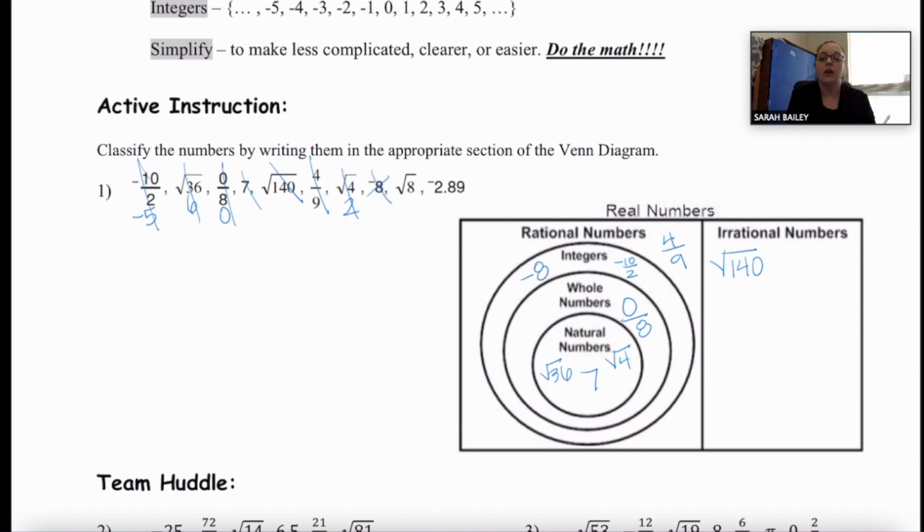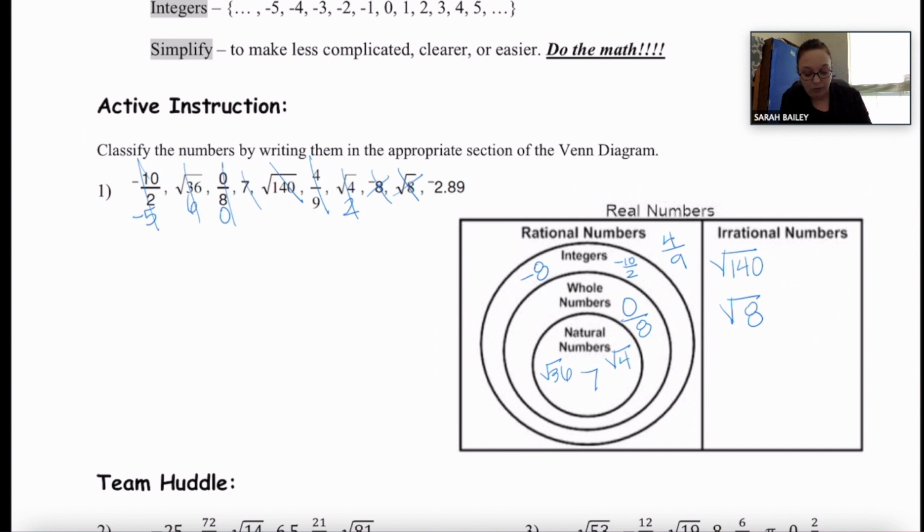Okay? Next, the square root of 8. Well, 8 wasn't a perfect square, so the square root of 8 is irrational.